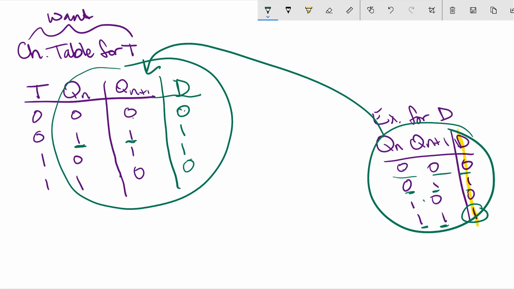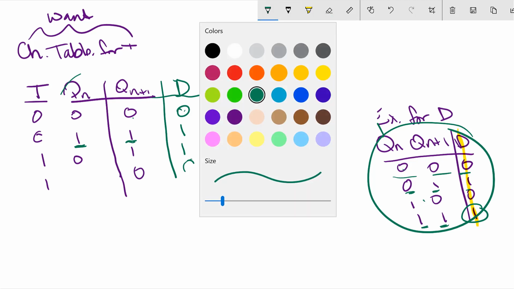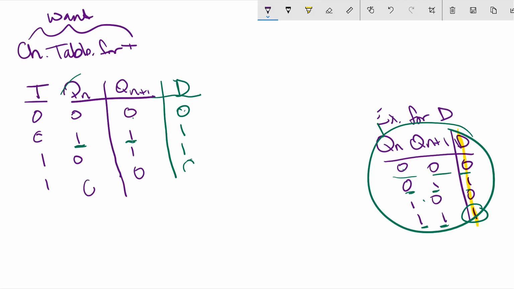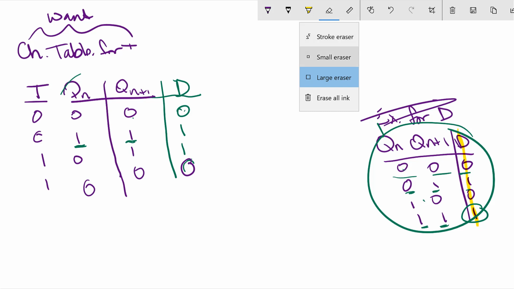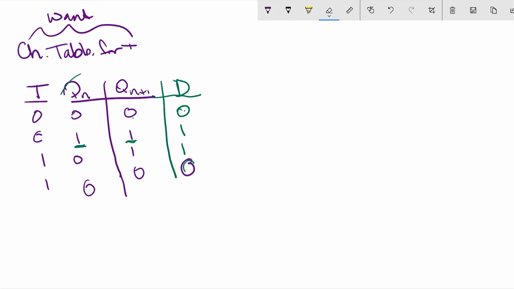So we have to write our excitation table for D in a different order. And that was probably what was tripping you guys up. All right, I'm going to erase this part. Okay, so back to purple. It's a 0.